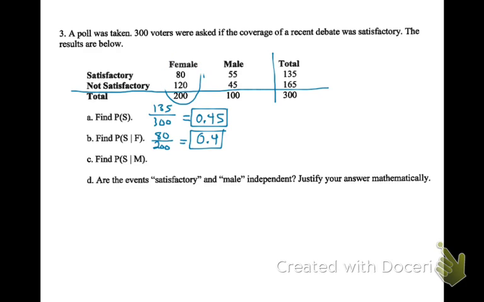Now let's look at the probability that you're satisfied given that you're a male. So we're just looking at just the males. So we have a total of 100. And the ones that are satisfied of the males are the 55. That's a pretty easy one to calculate, 0.55.